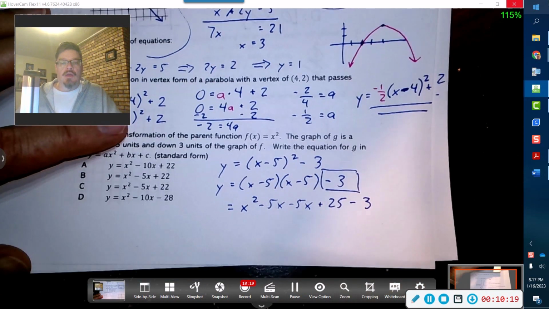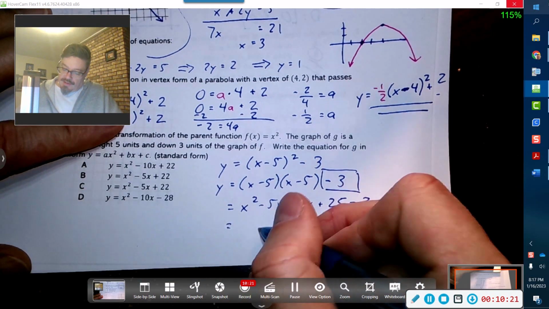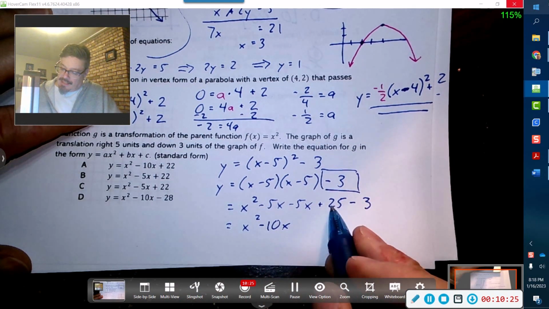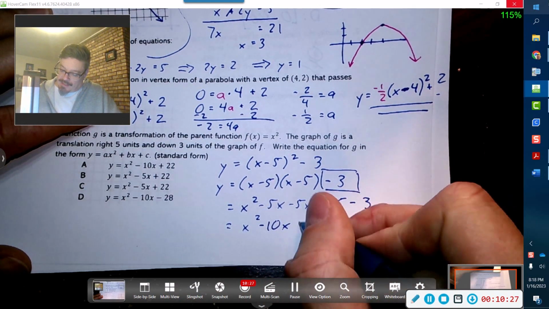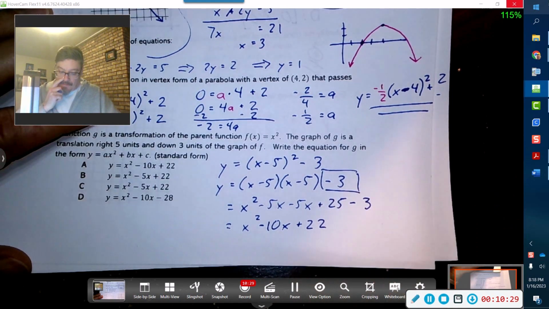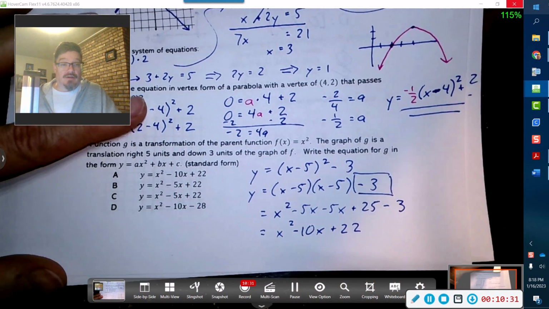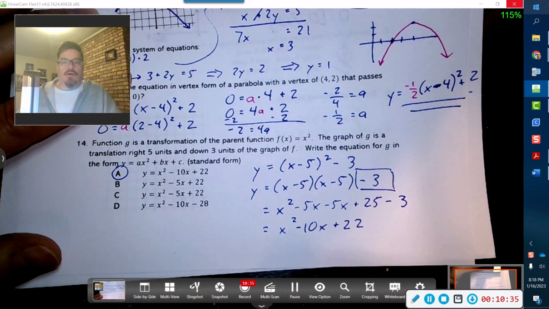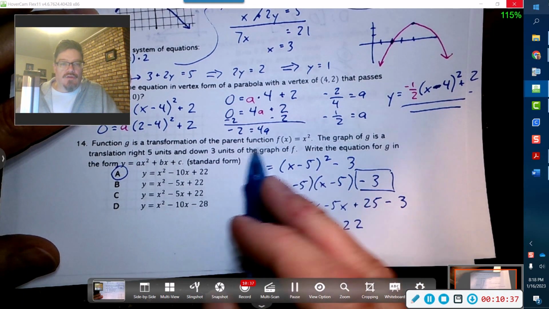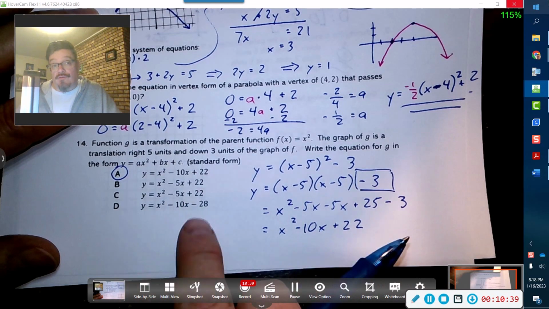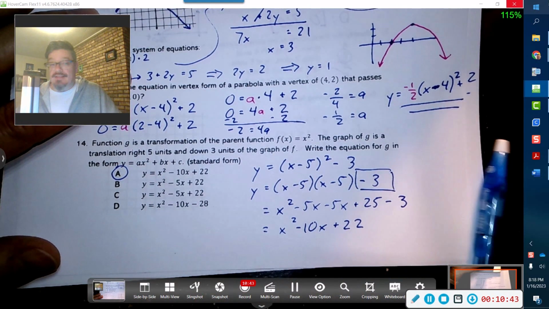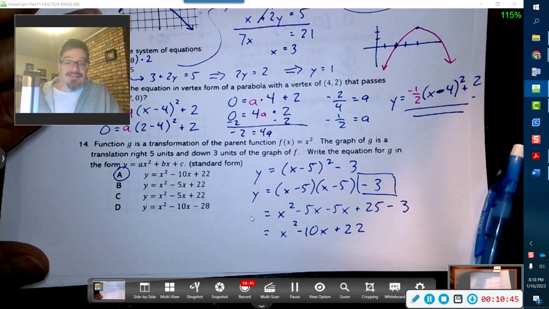Then x squared, bringing those together, is minus 10x, and these two together give me positive 22. So it looks like B and C were not the answer. It looks like it is A. That's all you've got to do to go from vertex to standard form. To go from standard to vertex is a whole other matter. That is actually for a later class. We are not going to do it this year.